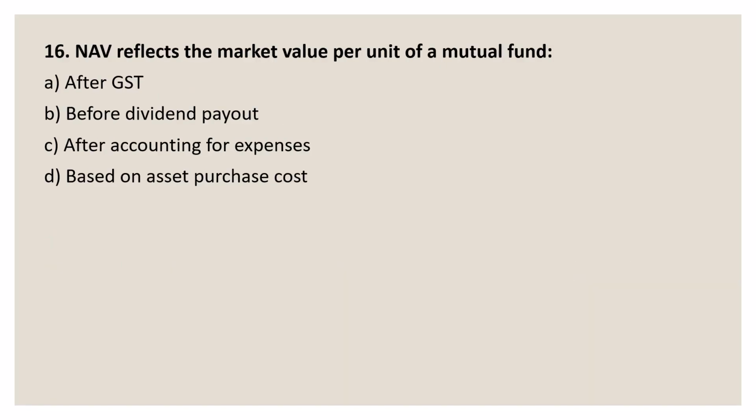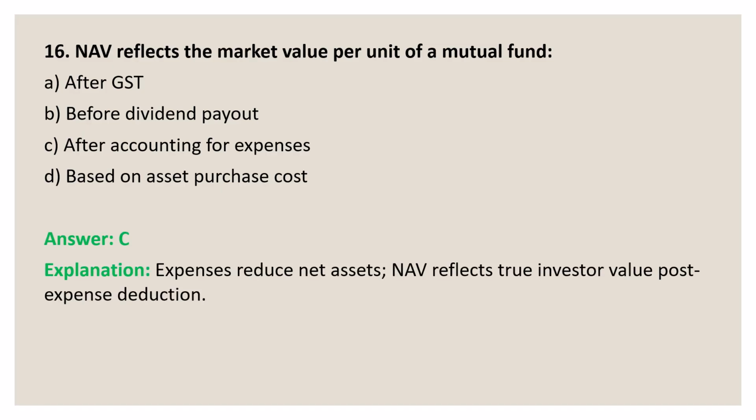Next question. NAV reflects the market value per unit of a mutual fund is option A after GST, option B before dividend payout, option C after accounting for expenses, and option D based on asset purchase cost. Correct answer is option C after accounting for expenses.